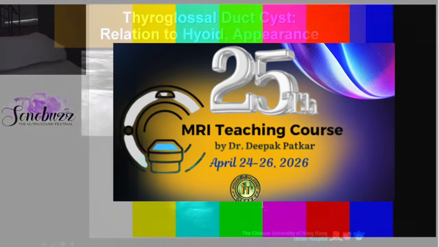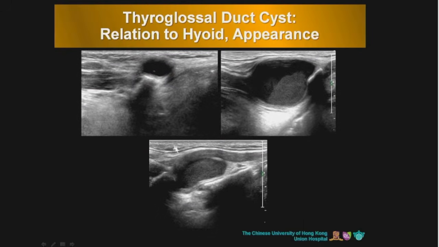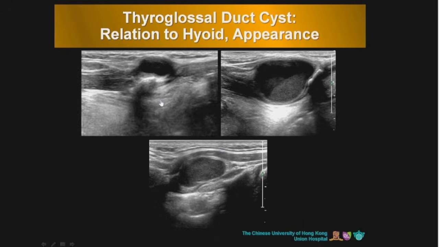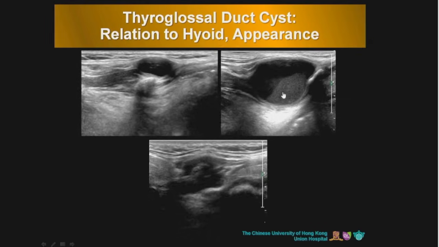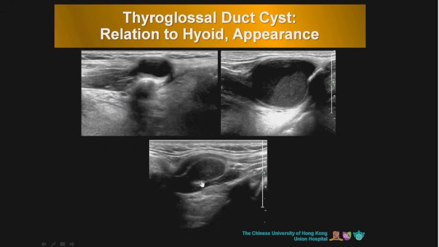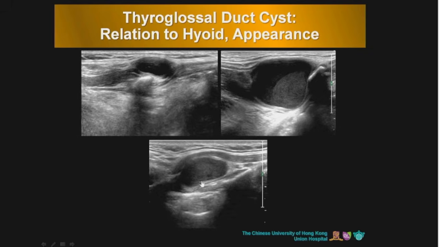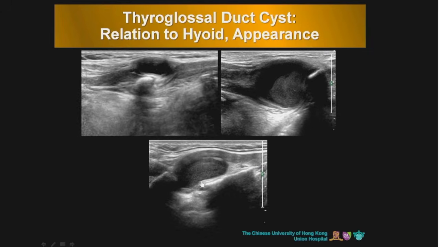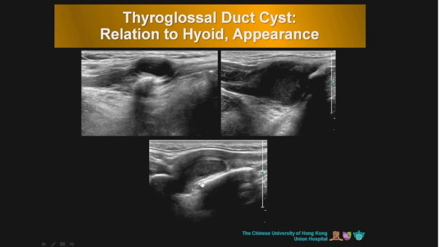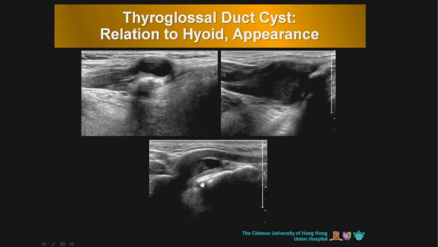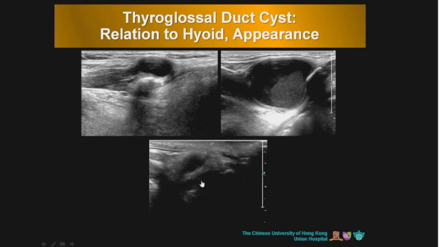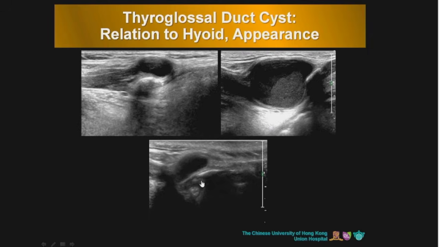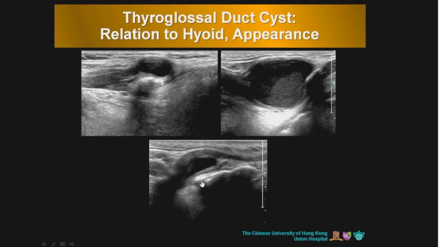In this, you will see a variety of appearances. This one is almost anechoic. This one has a large anechoic component with debris inside, and this is almost pseudo-solid over here. So the different appearances of a thyroglossal duct cyst and their location: they are located in the vicinity of the hyoid bone. And that is important for a surgeon when he is operating.